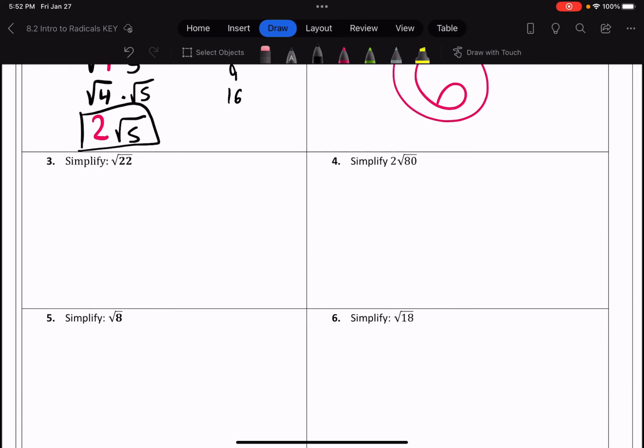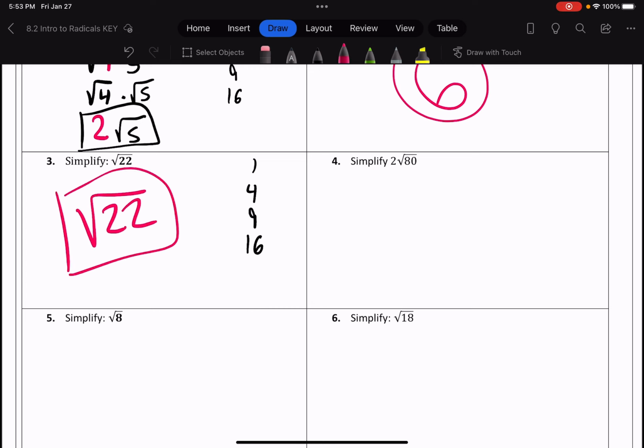Now we've got the square root of 22. I'm looking at my perfect squares that are less than 22. So that's 1, 4, 9, 16. Nothing multiplied by 16 will get me 22. Nothing multiplied by 9 will get me 22. And nothing multiplied by 4 will get me to 22. So therefore, the simplified version of the square root of 22 is just the square root of 22.